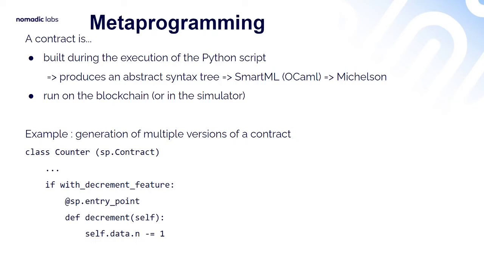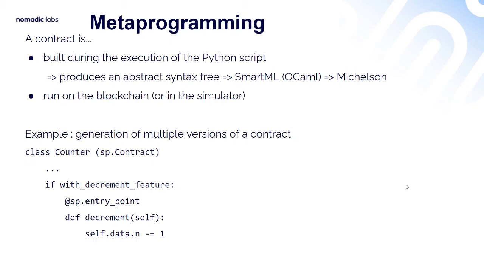When you program in SmartPy, you're actually doing metaprogramming. So a contract in SmartPy is built during the execution of the Python script. You don't actually write a contract, you write code that generates a contract. So the Python script is executed, it produces an abstract syntax tree, which is then converted to SmartML, a language based on OCaml, and then converted into Michelson. And finally, the Michelson contract itself runs on the blockchain or in the simulator.